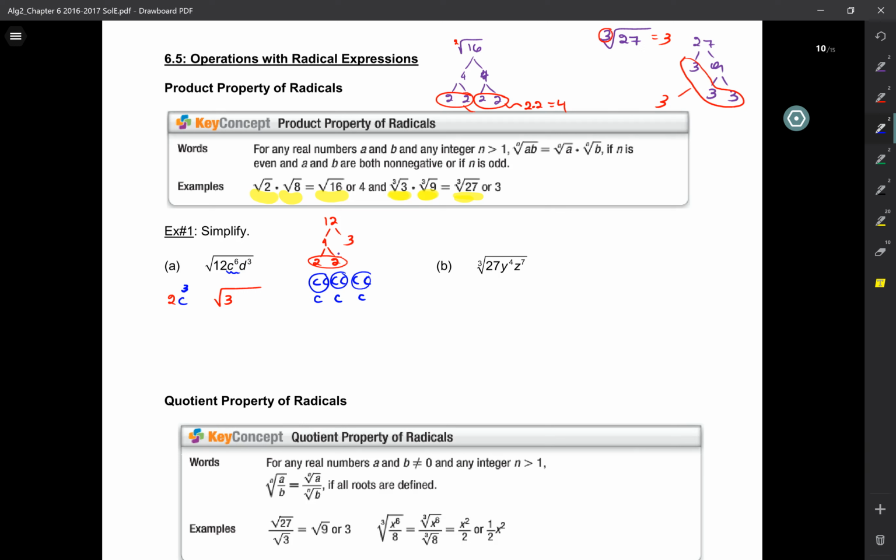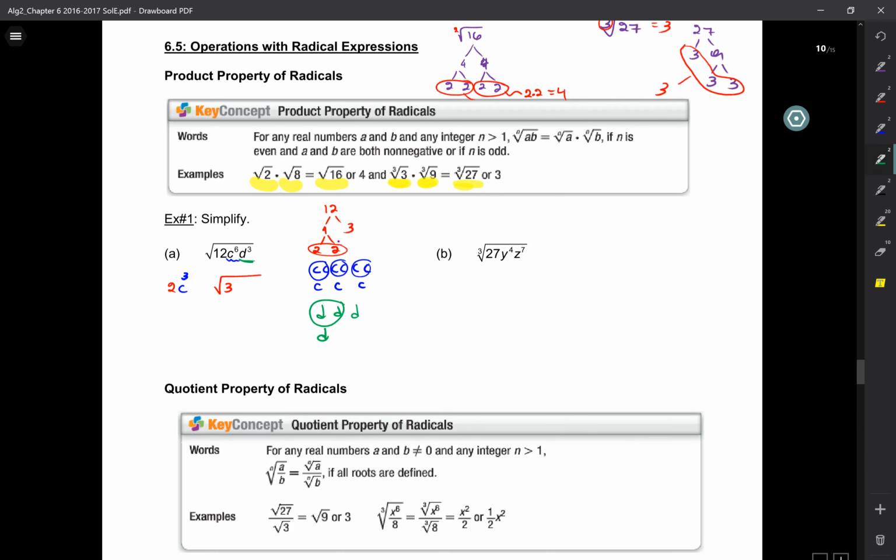Okay, what about d cubed? You have d times d times d. You group them by 2's. That one comes out as a d. Well, what about the other one? It stays in because it's got no partner. So one comes out and one stays in. And at the end of the day, that's your answer. I'm just going to put a box around it for now, and then I'm going to come back to it.